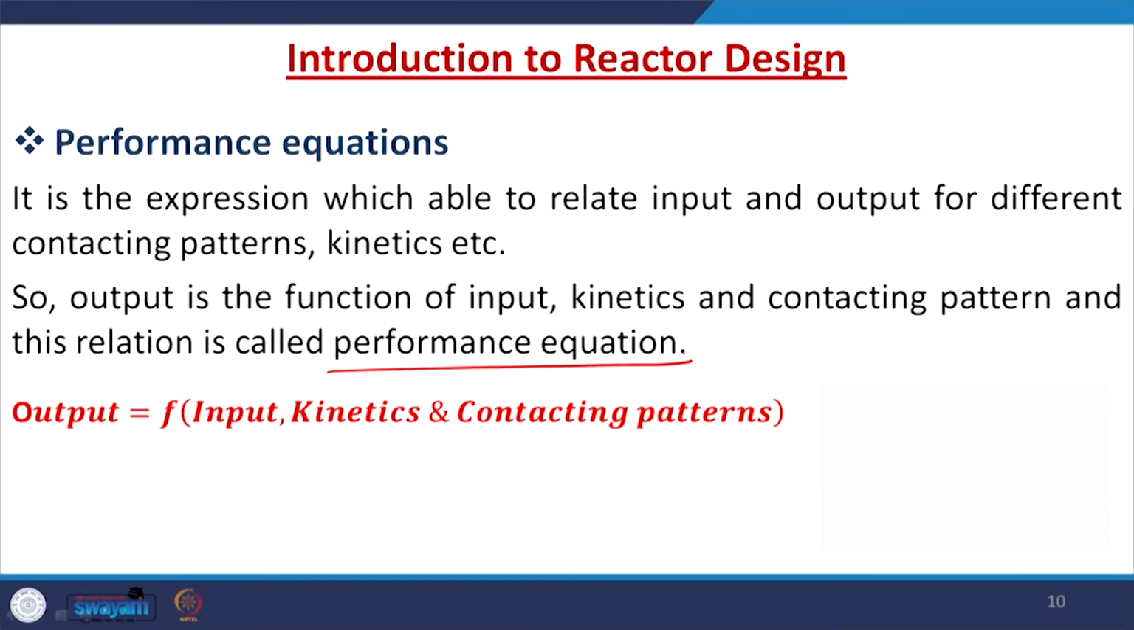Now we have already discussed the importance of the input stream. We have already briefly discussed the importance of the kinetics and then the contacting pattern. So you may say that the output is a function of input, kinetics and contacting pattern. Trust me, this implies a very vast parametric equation into which you can introduce different types of parameters closely associated with your polymerization reaction.